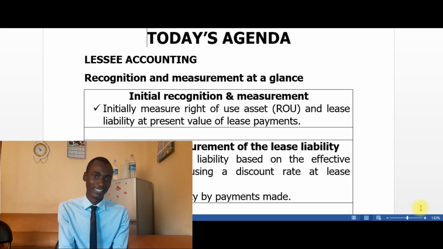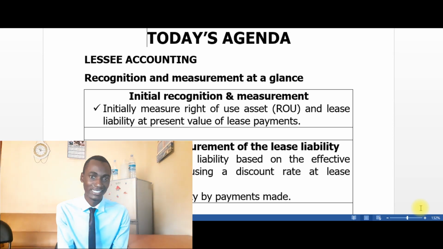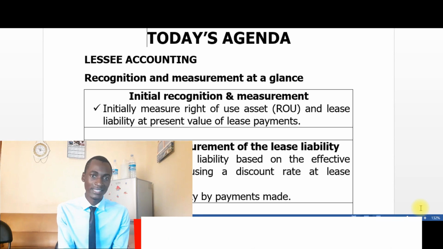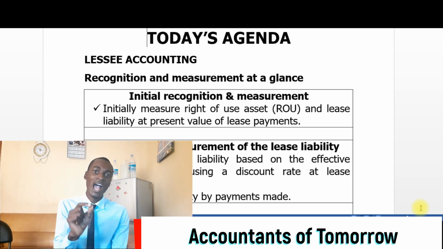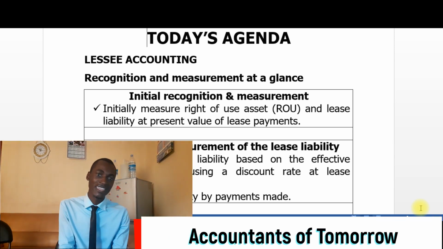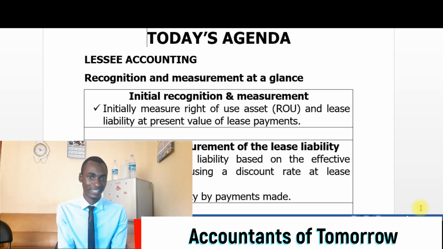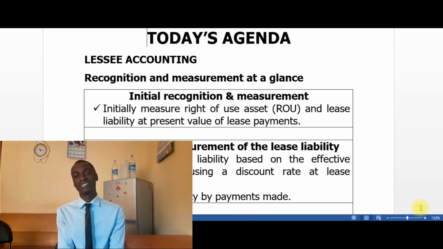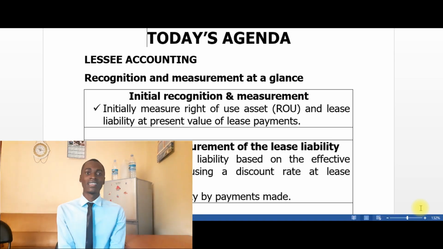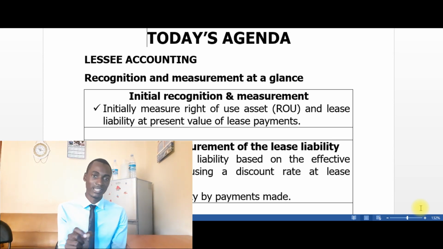Now to take you back, in the old standard, IAS 17 leases, in the books of the lessee, you had to first classify whether the lease is a finance or an operating lease. That was IAS 17 leases.